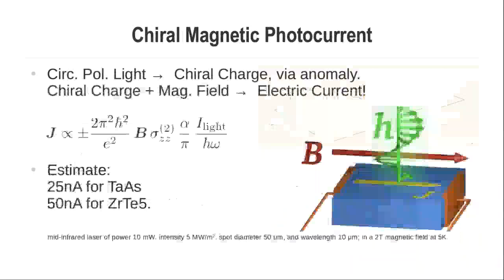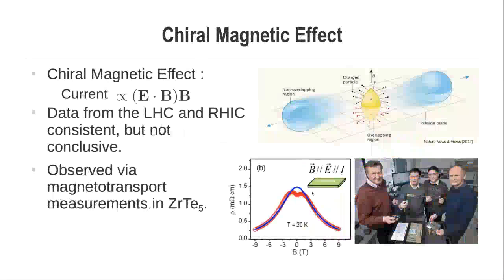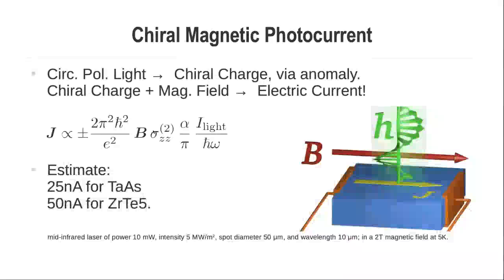So again, coming back, we said that circularly polarized light will lead to chiral charge via anomaly. Chiral charge plus magnetic field will lead to electric current. We calculated the value of this electric current. So the parameters in this I'll explain in a second. So these h bar and e are just standard, and B is the external magnetic field. This sigma ZZ2 is the coefficient that you get from negative magnetoresistance experiments. So we are taking data from this experimental observation here, because that way we can take care of those chirality flipping scatterings I talked about. So you get a clean expression if you just plug in that number here.